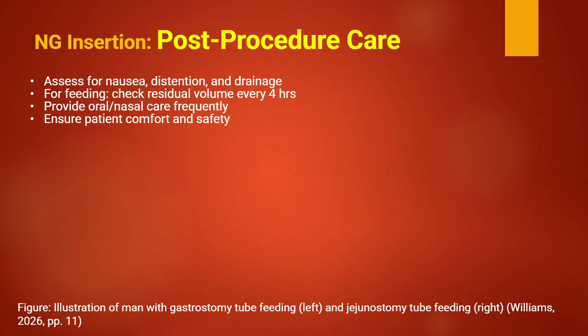Frequent oral and nasal care is essential because the tube can irritate the mucosa, leading to dryness, discomfort, or even skin breakdown. This step not only improves comfort but also decreases infection risk. Finally, always prioritize the patient's comfort and safety. Reassure them, monitor for pain, and intervene quickly if complications such as abdominal discomfort, nausea, or difficulty breathing occur.